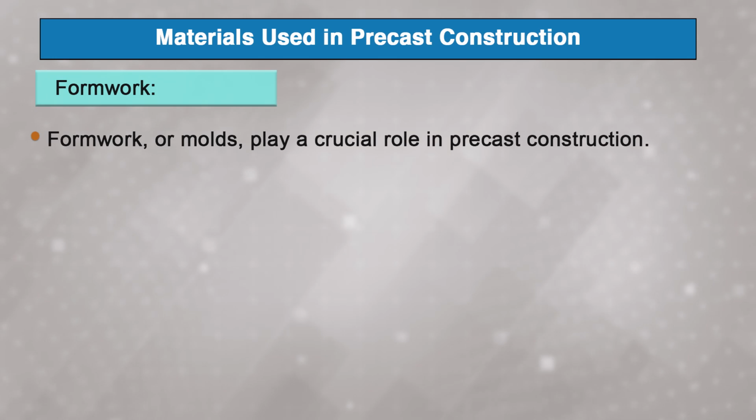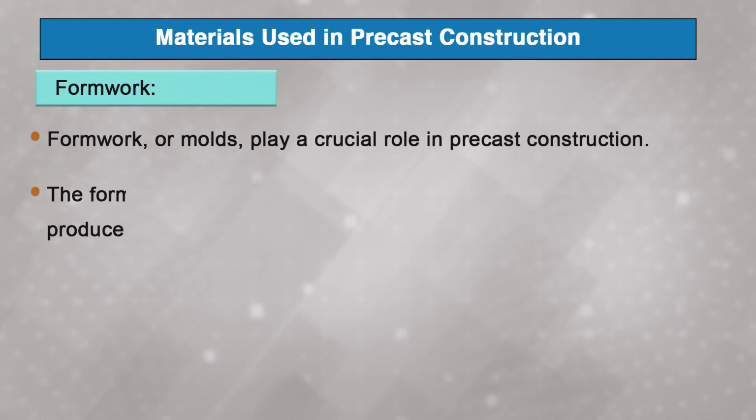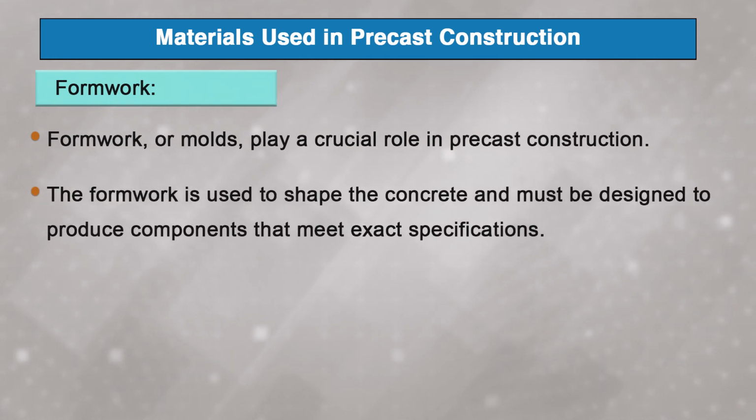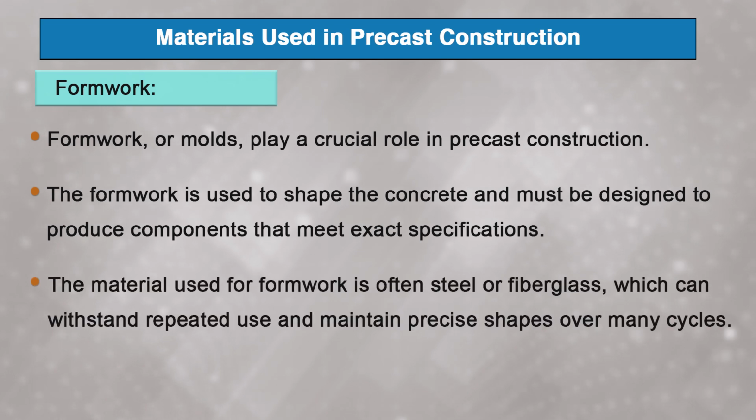Formwork or mold plays a crucial role in precast construction. The formwork is used to shape the concrete and must be designed to produce components that meet exact specifications. The material used for formwork is often steel or fiberglass, which can withstand repeated use and maintain precise shapes over many cycles. For example, in large projects, formwork might be used 100 or even 1000 of times. So, durability and precision are key considerations.